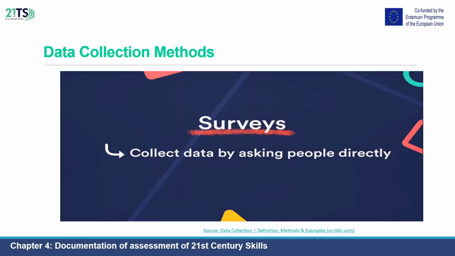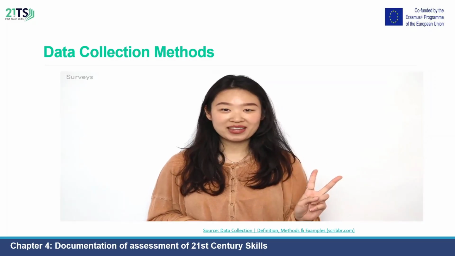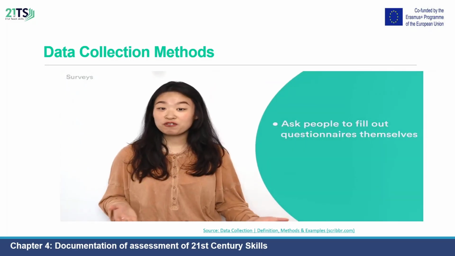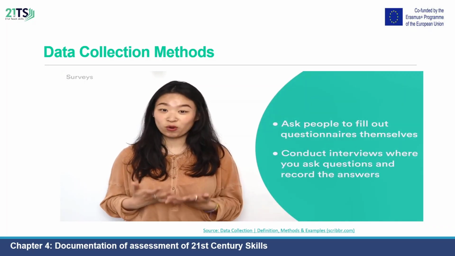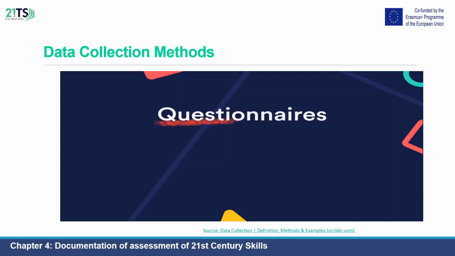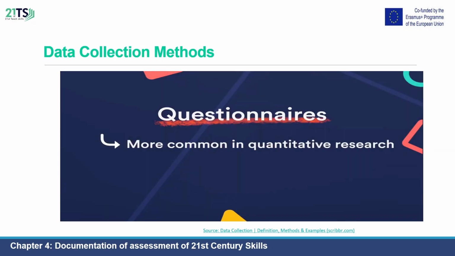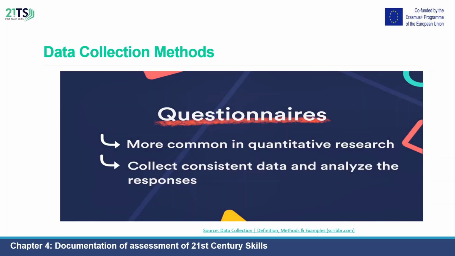Surveys allow you to collect data about opinions, behaviors, experiences, and demographic characteristics by asking people directly. There are two main survey methods to choose from. You can ask people to fill out questionnaires themselves, or conduct interviews where you ask questions and record the answers. Questionnaires are more common in quantitative research. They usually include closed questions with multiple choice answers or rating scales. This allows you to collect consistent data from many people and analyze the responses statistically.